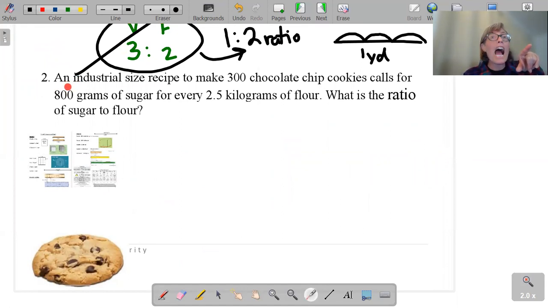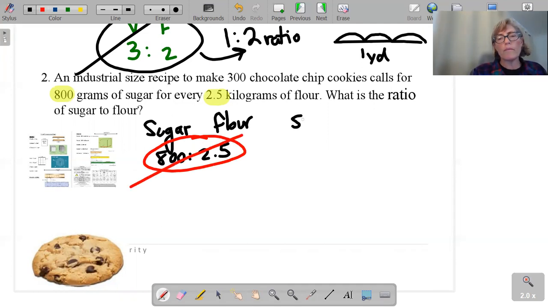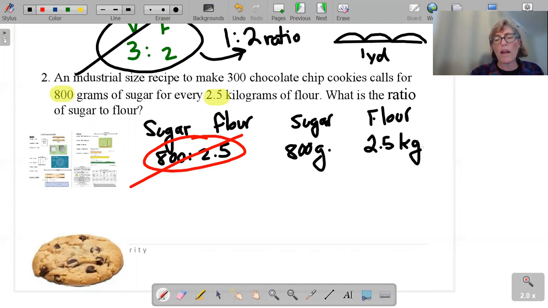Let's read. Finger on paper. Ready? Out loud. Read. An industrial-sized recipe to make 300 chocolate chip cookies calls for 800 grams of sugar for every 2.5 kilograms of flour. What is the ratio of sugar to flour? Once again, this is the most common mistake students make: they see 800 and 2.5, and they think the ratio of sugar to flour is 800 to 2.5. That would be incorrect. So sugar to flour. Sugar is 800 grams of sugar to 2.5 kilograms of flour.